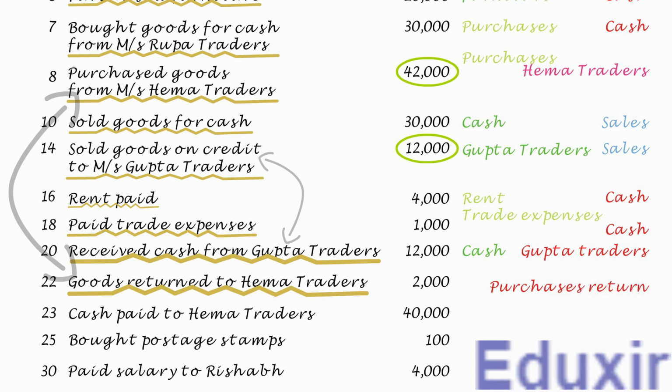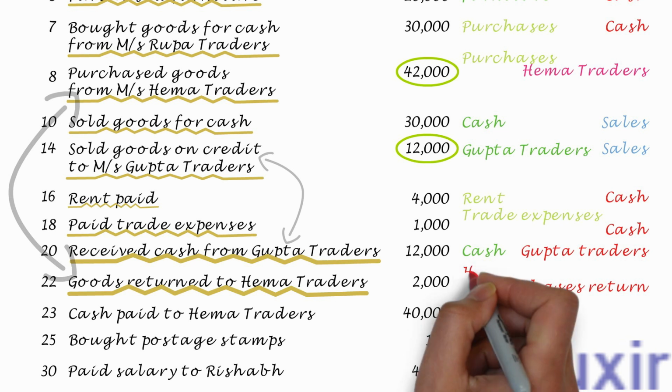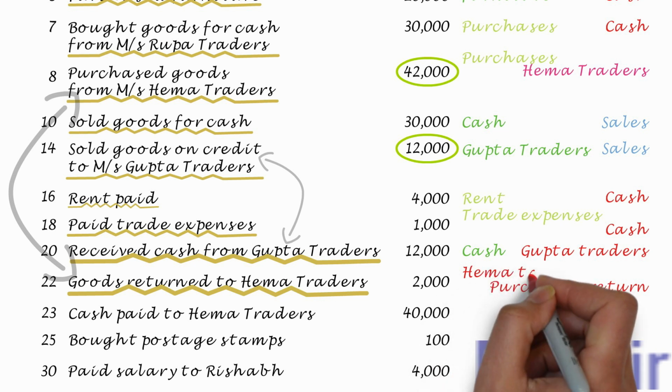At the same time, when the purchased goods are returned to the supplier, the liability of the business to pay to the creditor or supplier will be decreasing. The rule to record any decrease in the liability is to debit the corresponding liabilities account. In this case, the creditor Hema Traders account should be debited.